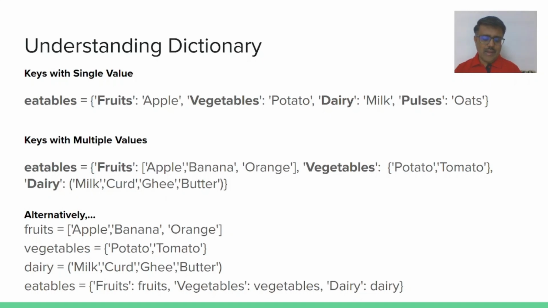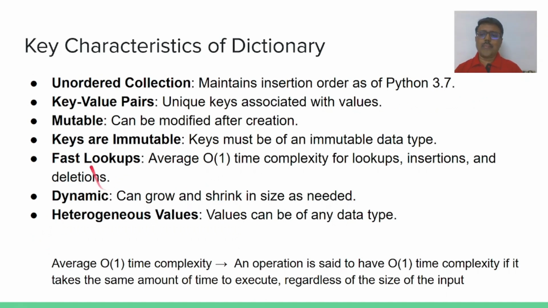I can add, I can delete. If I'm able to do that, it is mutable. Okay. And then keys are immutable. That is more important. That means the key names, whatever you used, you cannot modify that. It is understandable, right? And then fast lookups.